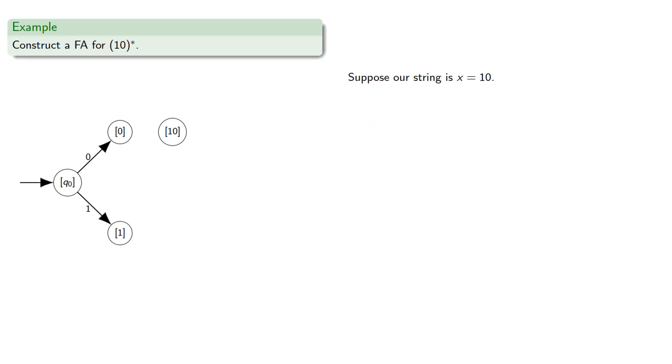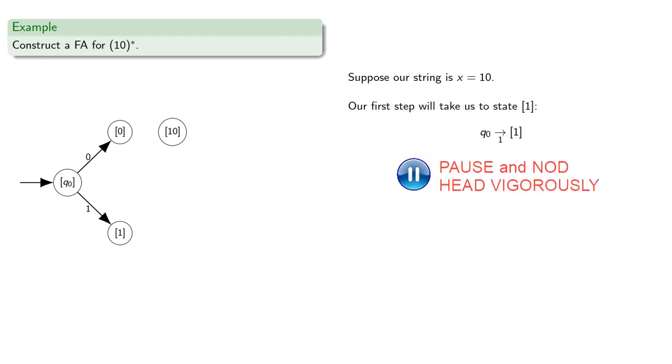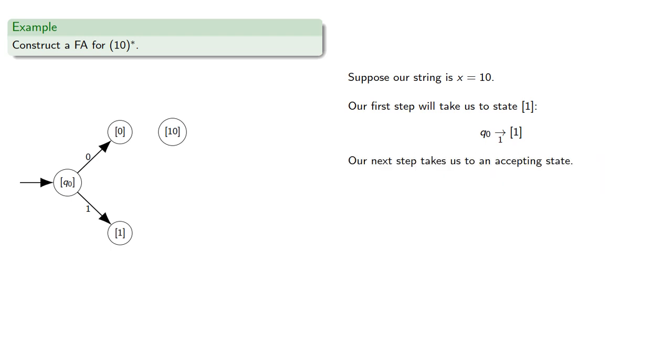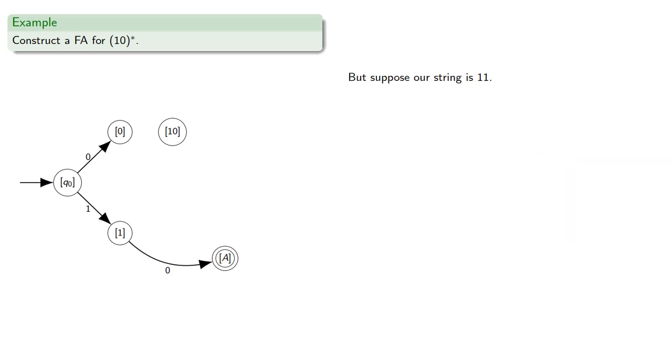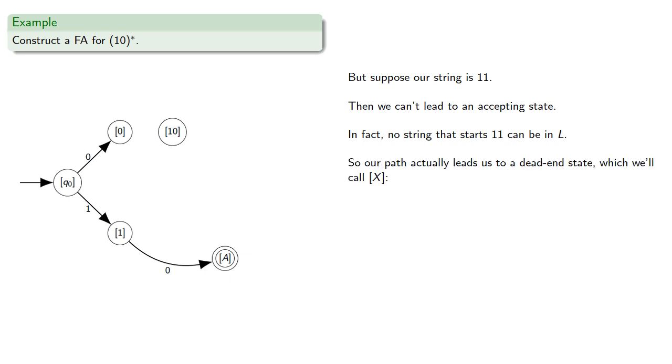Now, suppose our string is 1, 0. Our first step will take us to state 1. Our next step should take us to an accepting state. We'll introduce a new state and call it A, so our complete path is... But suppose our string is 1, 1. Then we can't lead to an accepting state. In fact, no string that starts 1, 1 can be in L, so our path actually leads us to a dead end state, which we'll call X, and so we might write our path this way.